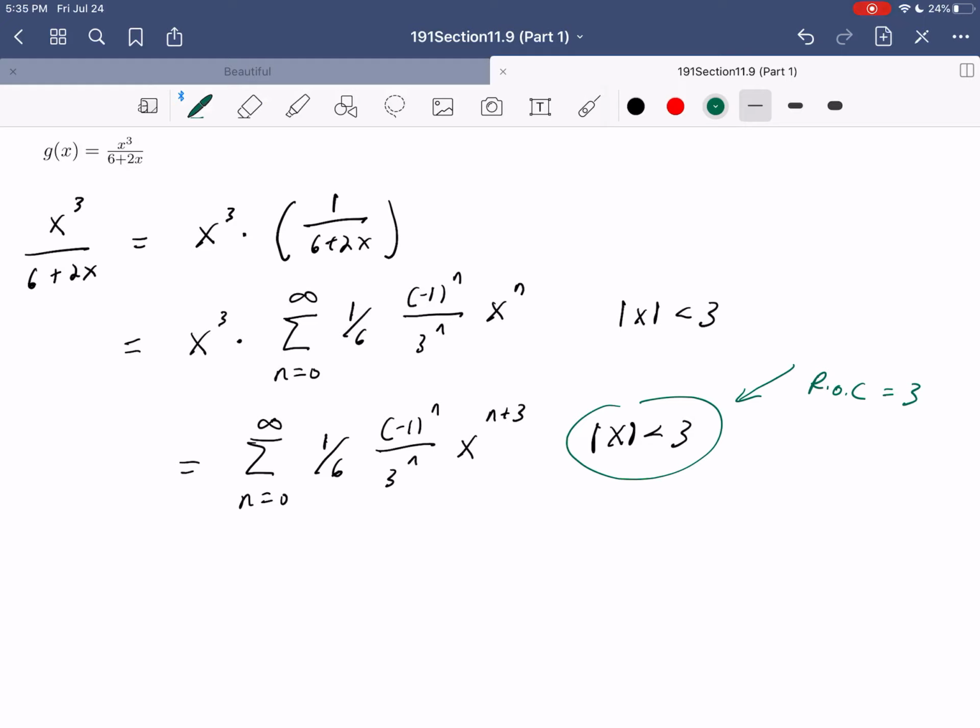Okay, so these were just two quick basic examples here to show you guys some of the manipulations we're going to be using with power series. Let's go ahead and summarize this and then take a look at one more example.